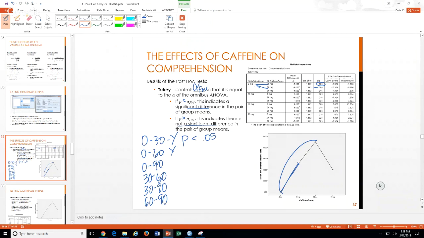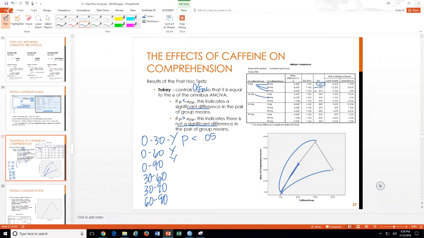Okay, what about the 0 and the 90 milligram group? Yes, again, that one is significantly different. Now, what about the 30 and the 0? Well, notice that's the same as 0 to 30. The row looks exactly the same, except instead of positive, it's negative, negative, it's positive. So we don't have to look at that one.